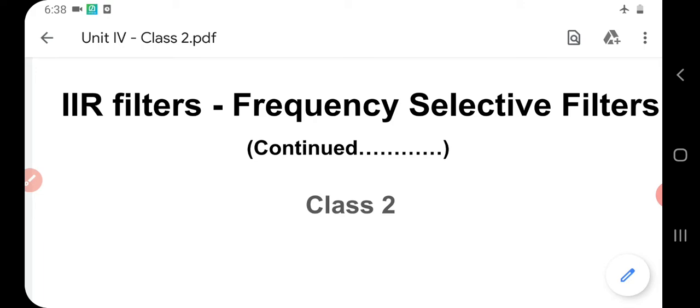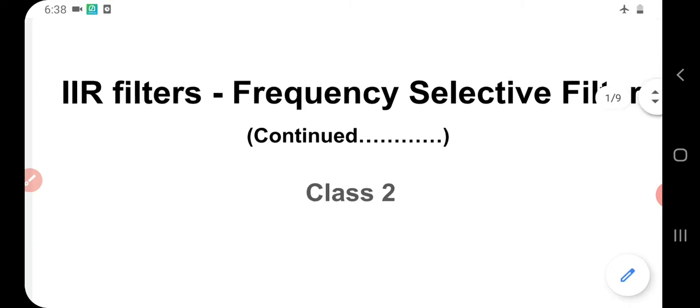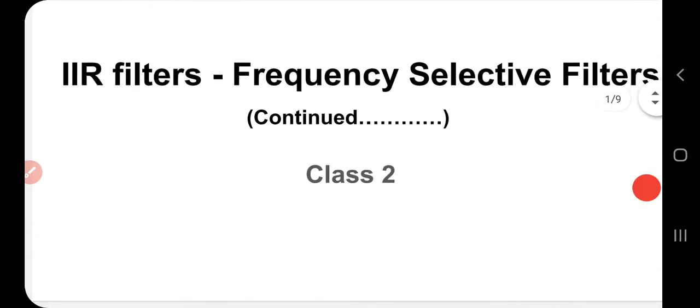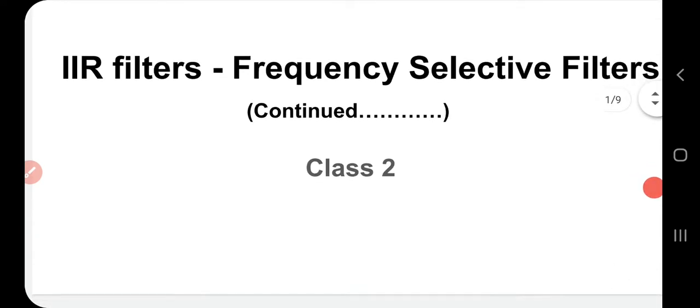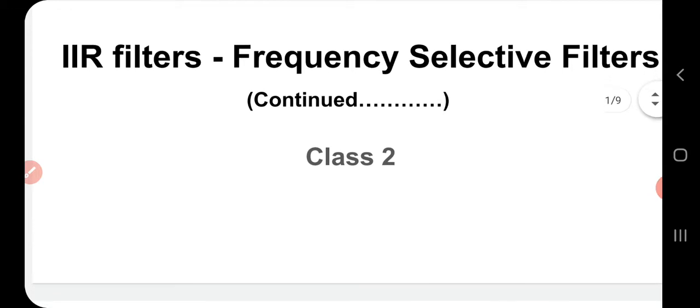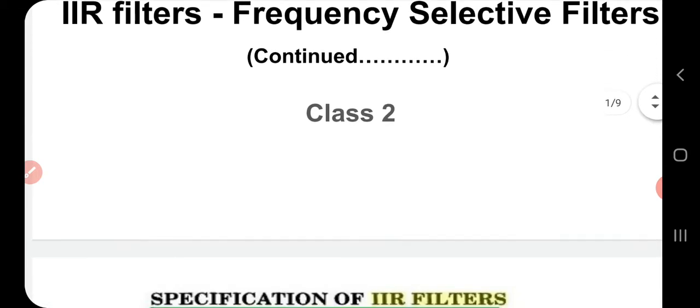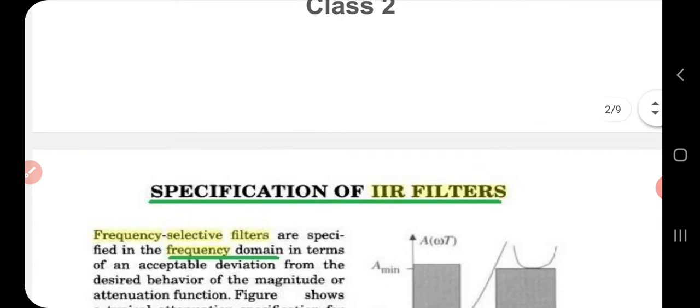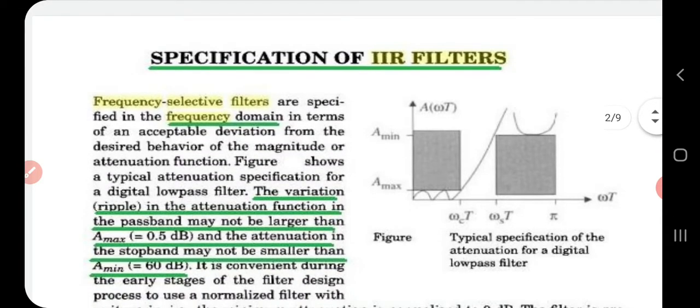Now, in the last class we studied what IIR filters are, then what filtering is, and what frequency selection is. Today we are continuing with that. Today we will deal with some specifications of IIR filters, just theory, so you can go through it.